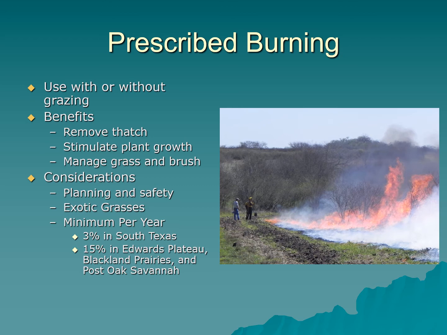We also want to think about the minimums that you have to do every year in the different ecoregions of the state. So for instance, you have to do 3% of your total property in South Texas and 15% in the Edwards Plateau, Blackland Prairies, and Post Oak Savanna in Texas. So think about those minimums, and they will vary depending on where you're at in the state.